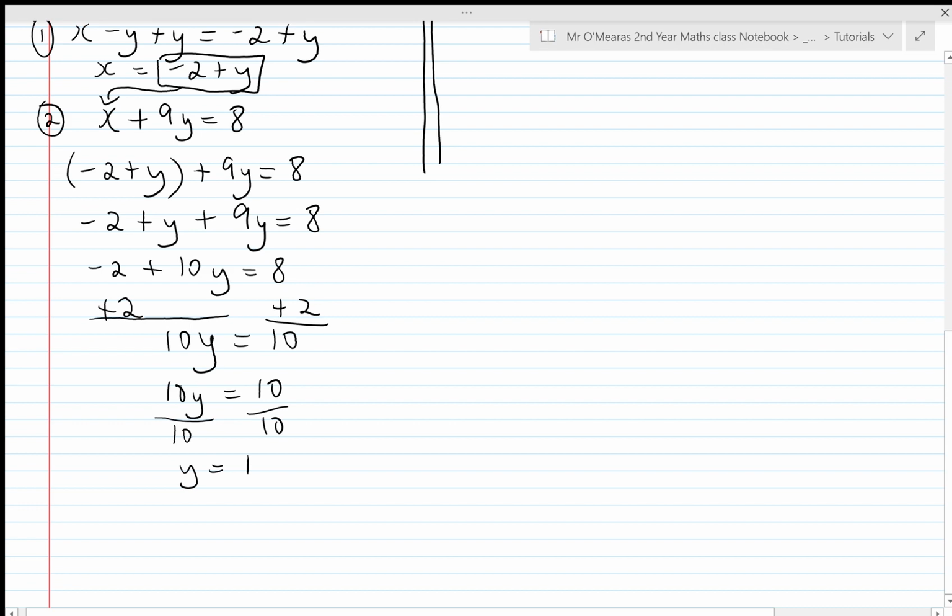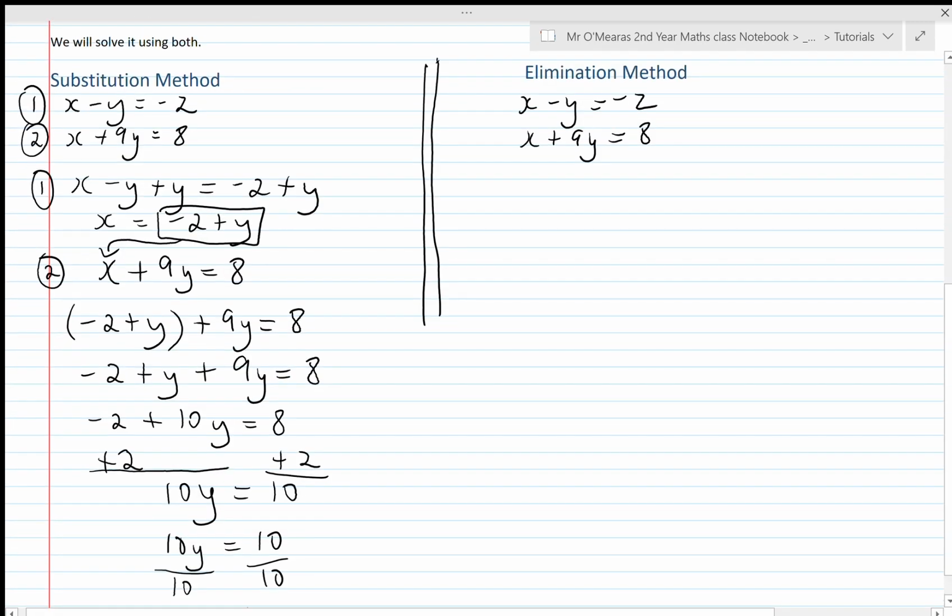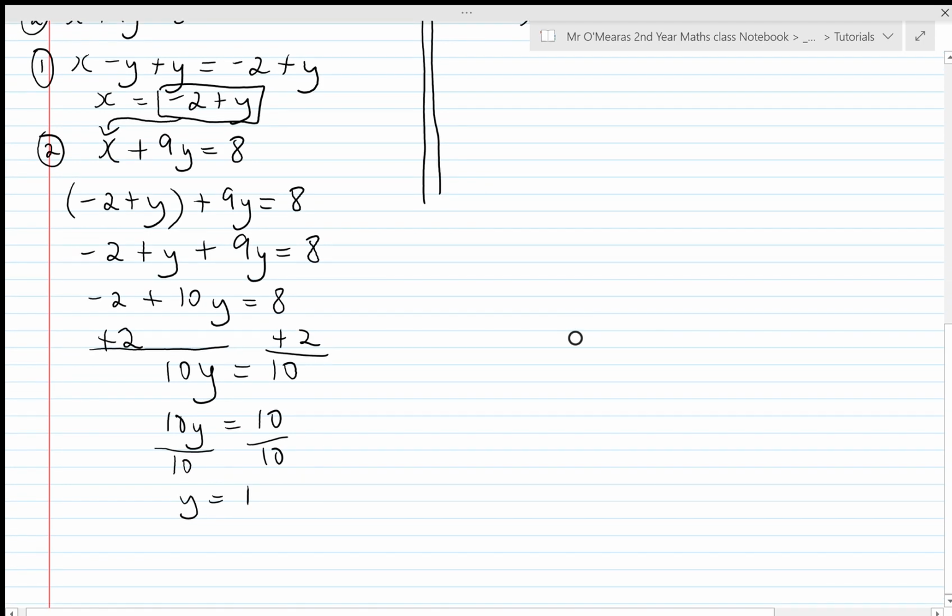Now, again, we've paused for thought here. Have we solved this simultaneous equation? Well, no, because remember, we started off with two variables. So if we go back up to the very start, we were asked to solve this. So you need to know what x and y is. At the minute, we just have y.